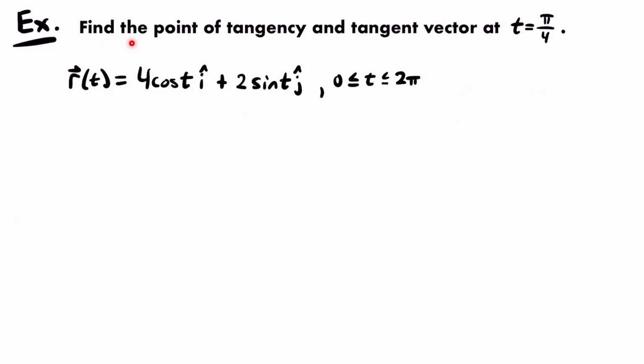For this example, we want to find the point of tangency and tangent vector at t equals pi divided by 4. And we're working with this vector function, r of t is equal to 4 times cosine t times i plus 2 times sine t times j, where our values of t are restricted to be between 0 and 2 pi. Okay, so once again, we are working with a plane curve. This is a vector function with only 2 components, an x component and a y component. So we are working with a curve in 2 dimensions, which would be a plane curve. And so because we're working with a plane curve, I am once again going to draw a graph of our curve just to help us get a visual of what we're doing here.